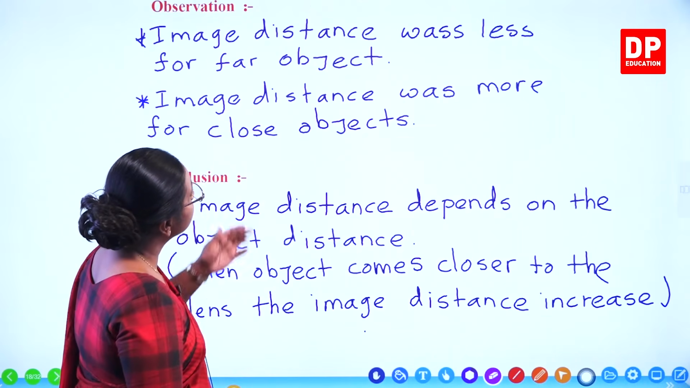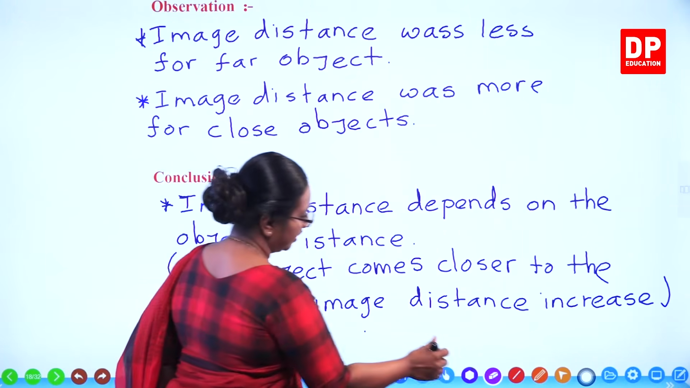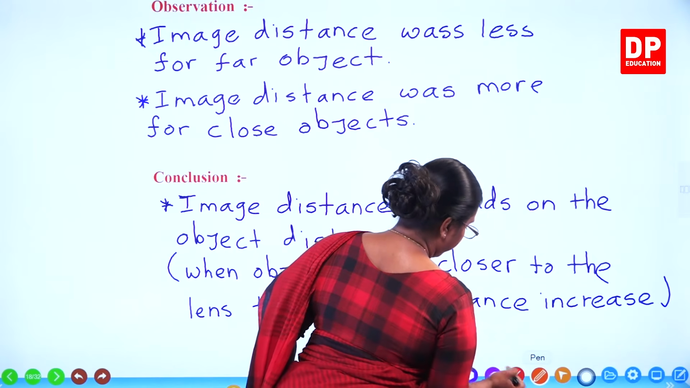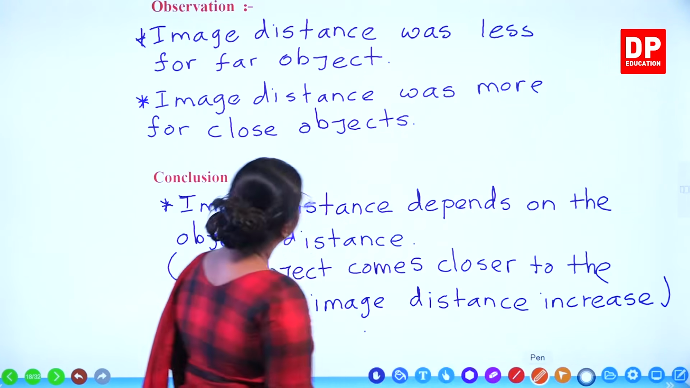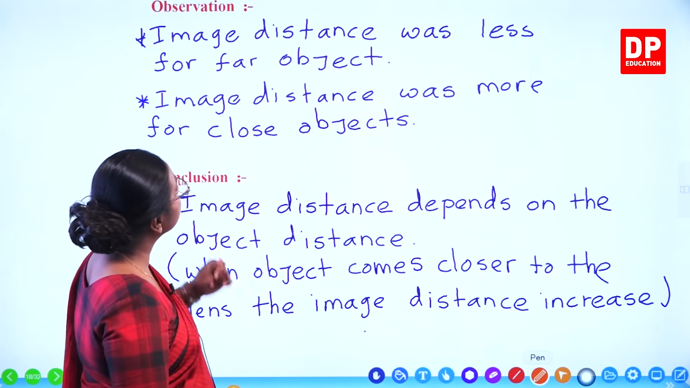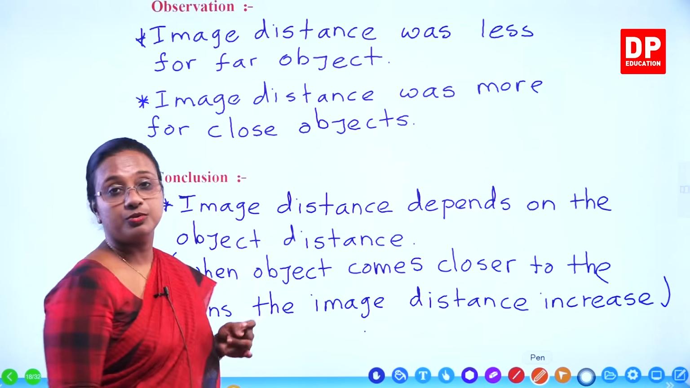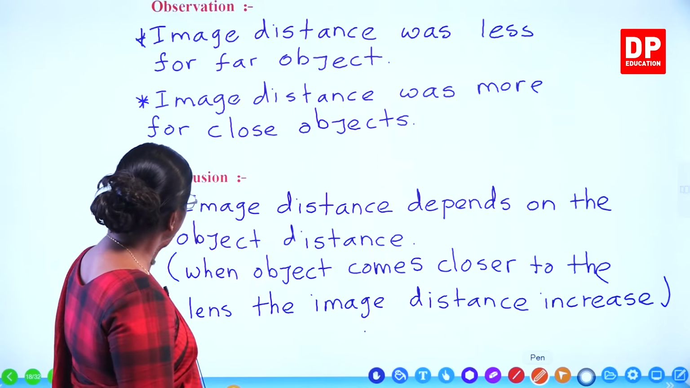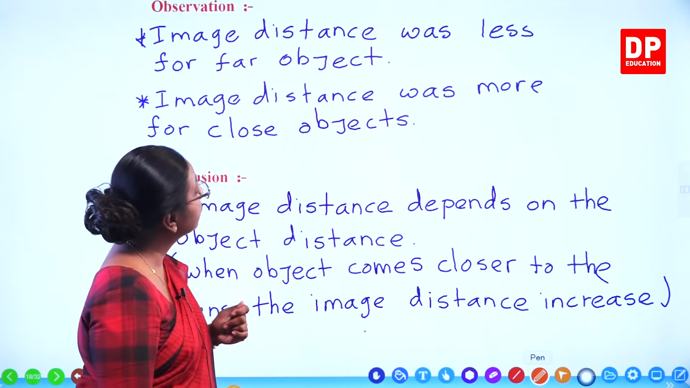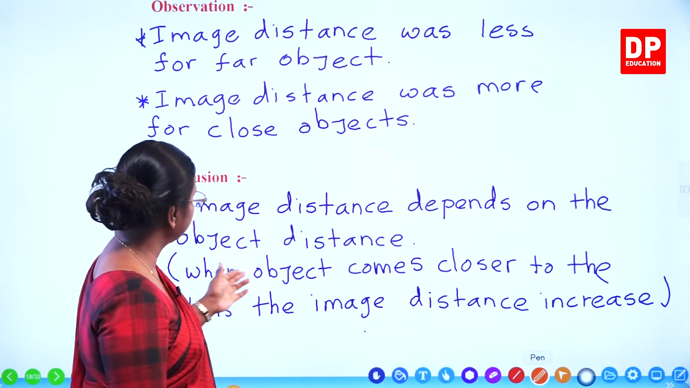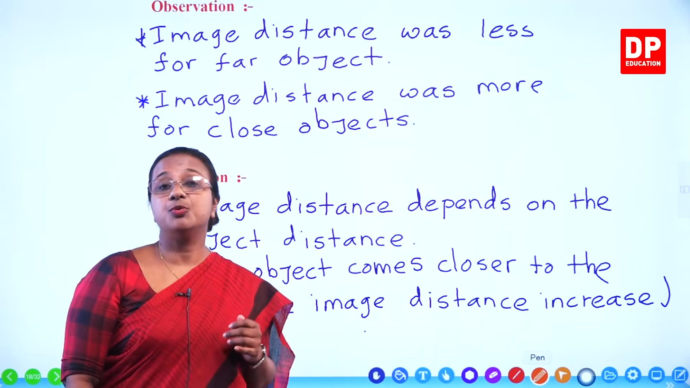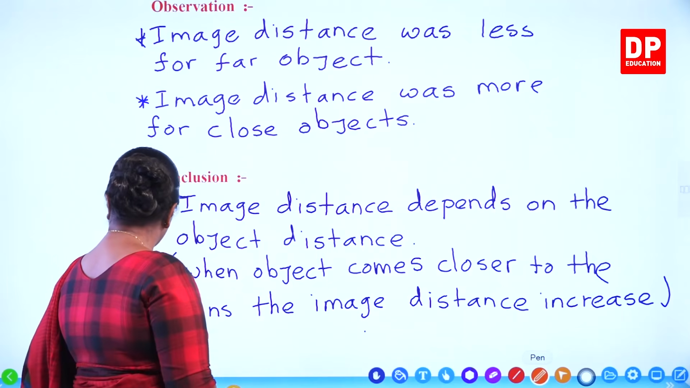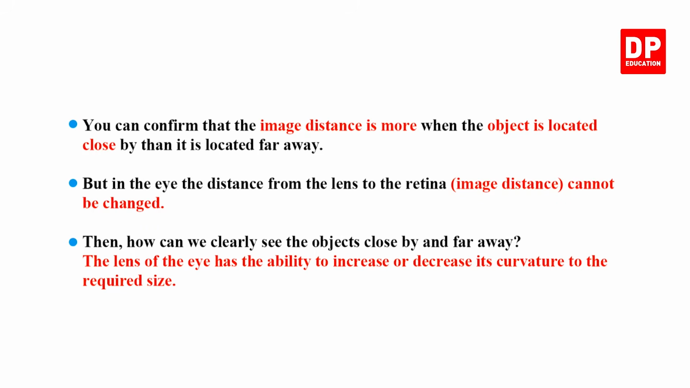So image distance was less for far objects, and the image distance was more for close objects. That was our observation, and the conclusion was that the image distance depends on the object distance. That means when the object comes closer, the image moves far away. So now with that, I will move on to the next slide where we again look at those conclusions.